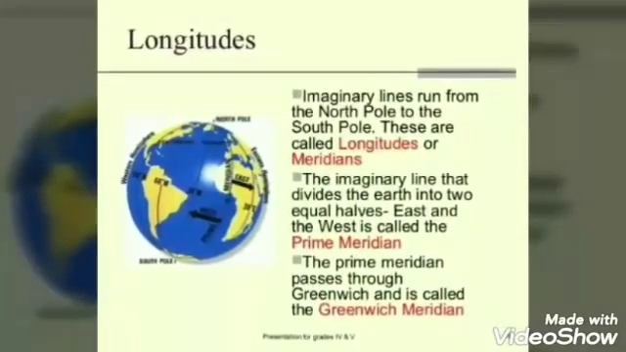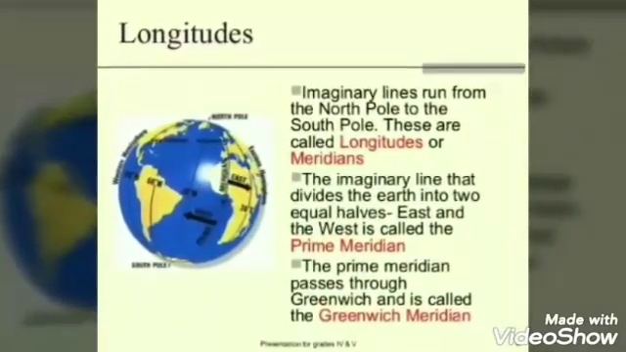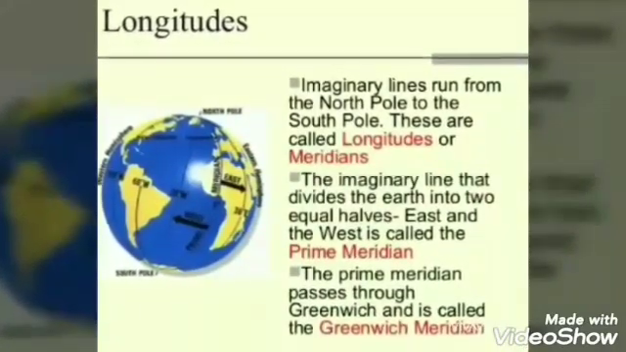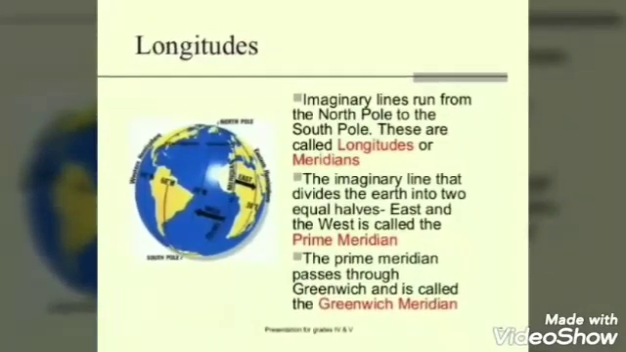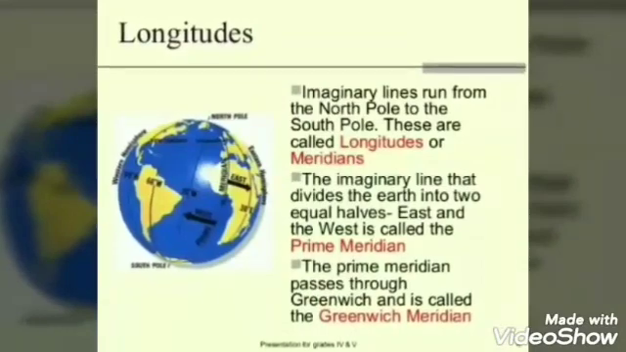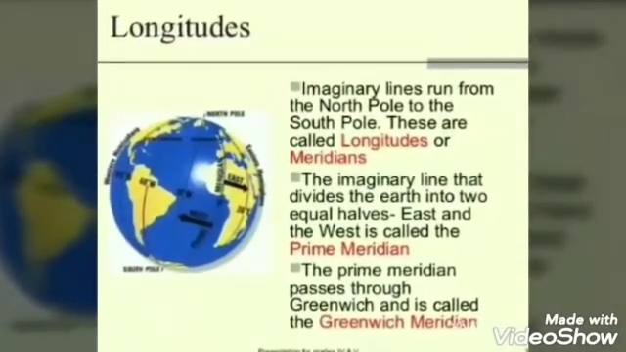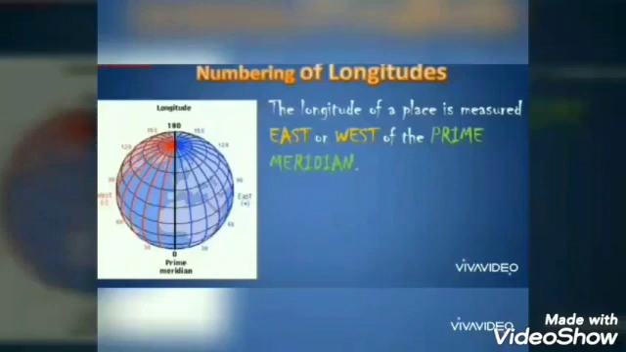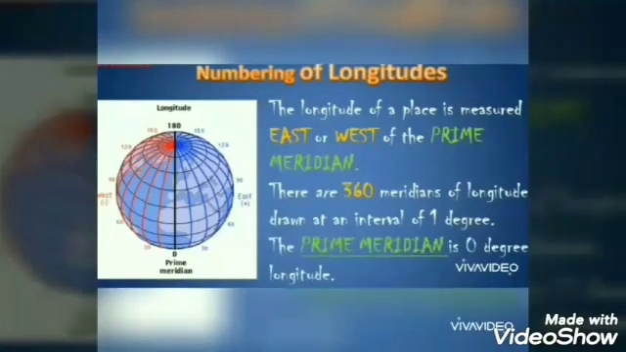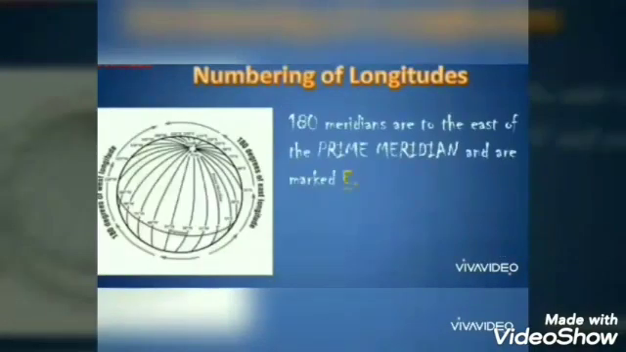The imaginary line that divides the Earth into two equal halves, east and west, is called the prime meridian. The prime meridian passes through Greenwich and is called the Greenwich meridian. The longitude of a place is measured east or west of the prime meridian. There are 360 meridians of longitude drawn at an interval of 1 degree. The prime meridian is 0 degree longitude.